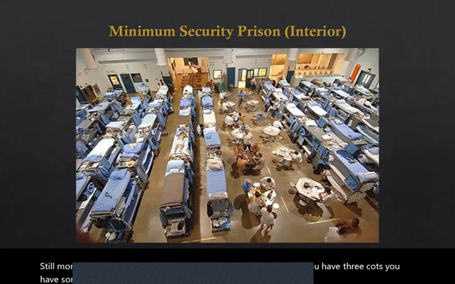There are security guards randomly walking around. The idea here is, and it's interesting, because you're right on top of each other, literally, they're three high. So if somebody gets into a fight, the whole thing's gonna explode.